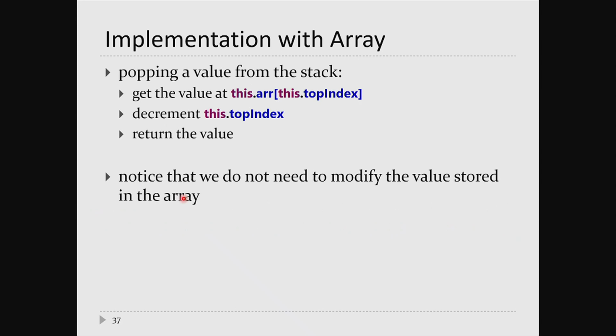All right. How do you pop a value from the stack? Well, I know where the top index is, so I know where the top element in the stack is. I copy the top element: I get the value at the topIndex of the array. Then you decrease topIndex by 1 to indicate that you're popping a value, and then you return the value. Notice that you don't actually have to modify the value that was stored in the array.